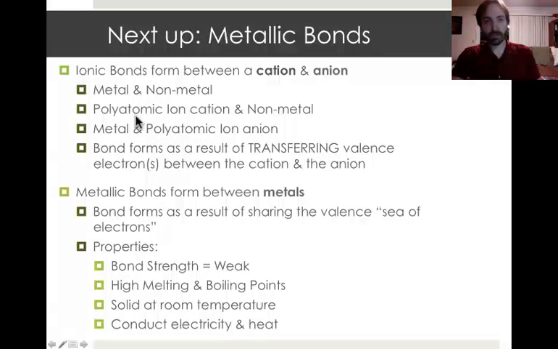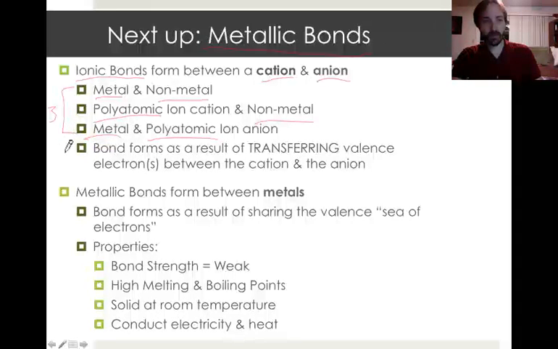Alright, second topic, second big topic. As I mentioned earlier, metallic bonds. Up until now, we've dealt with ionic bonds. Ionic bonds always form between a cation and an anion, meaning you always have a metal and a non-metal, or you have a polyatomic and a non-metal, or you have a metal and a polyatomic. Those are the three ways that you can get these.